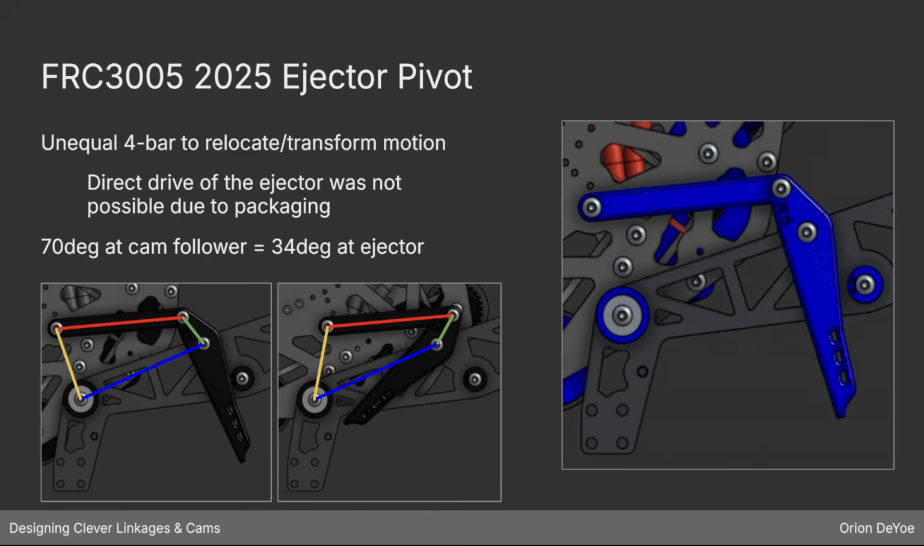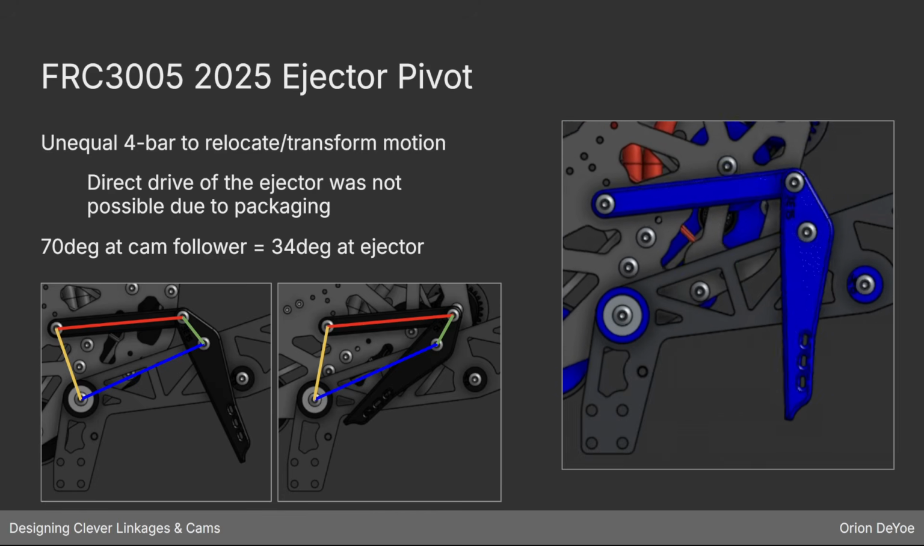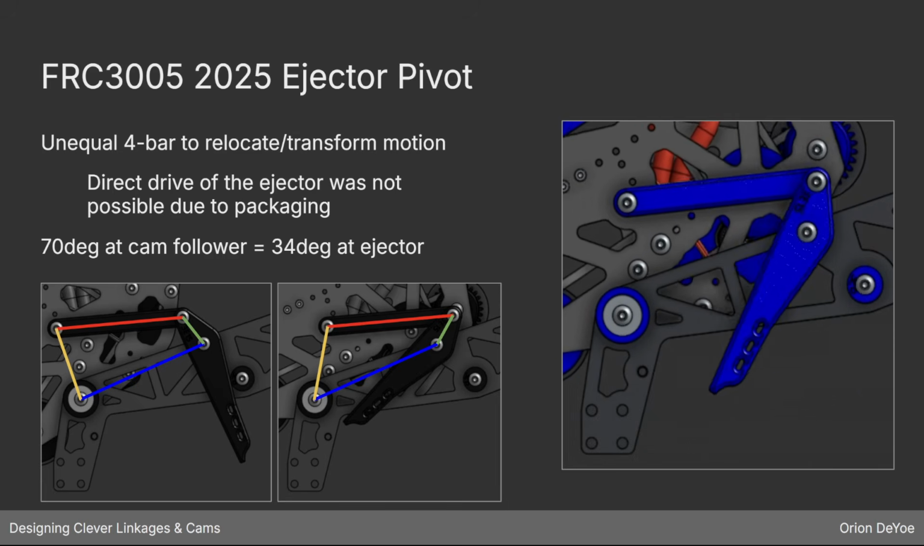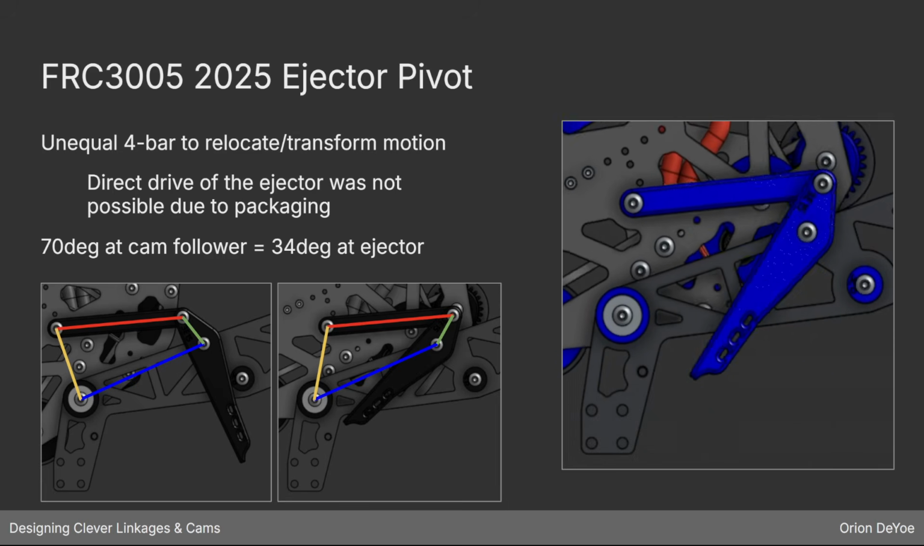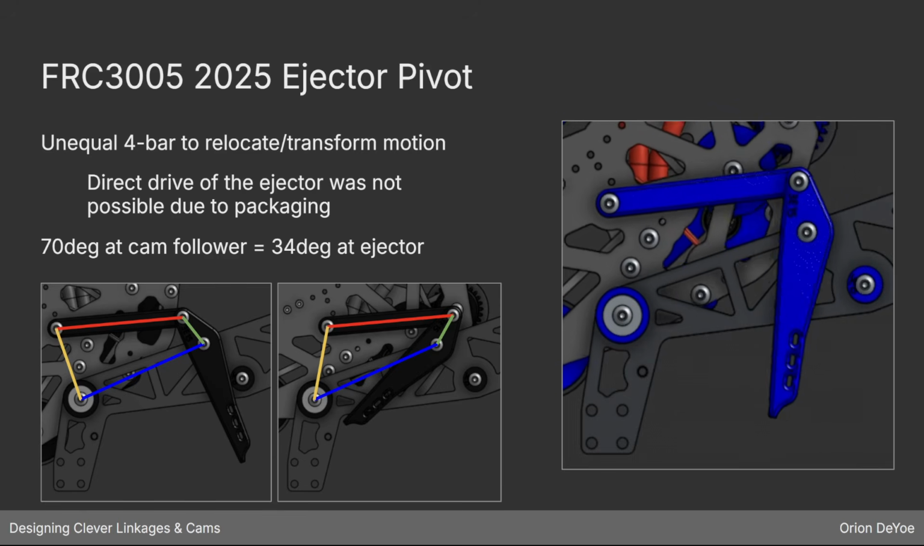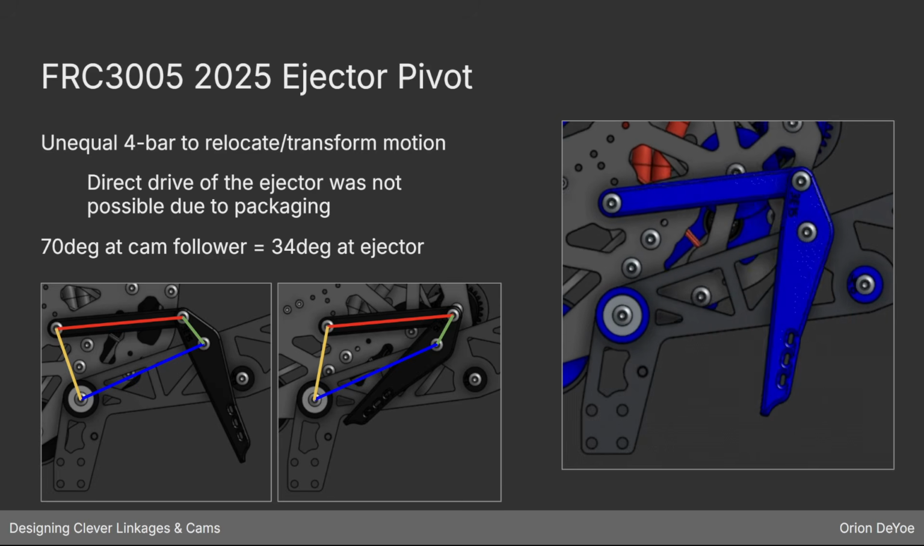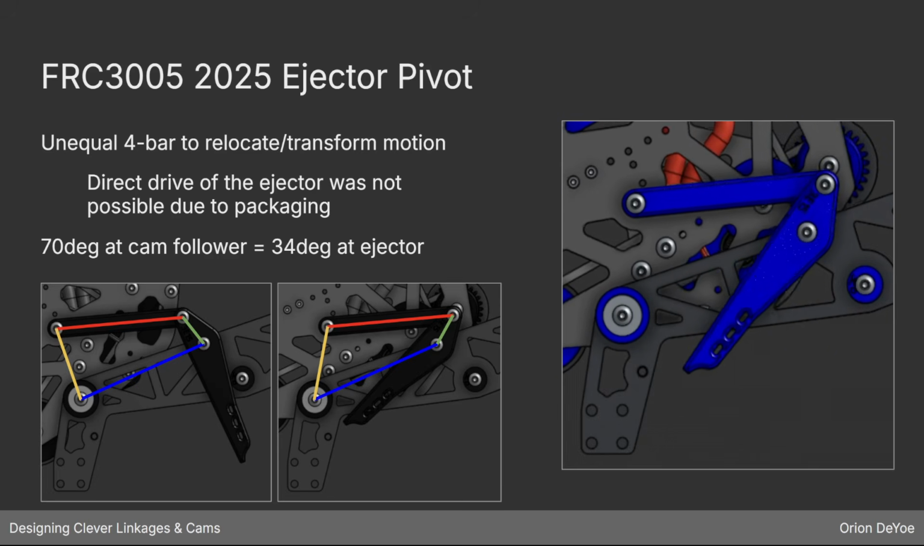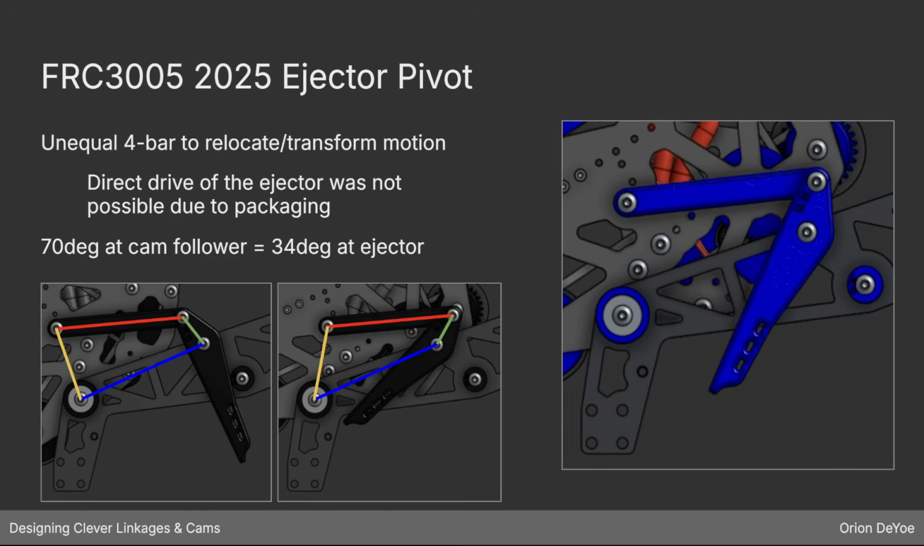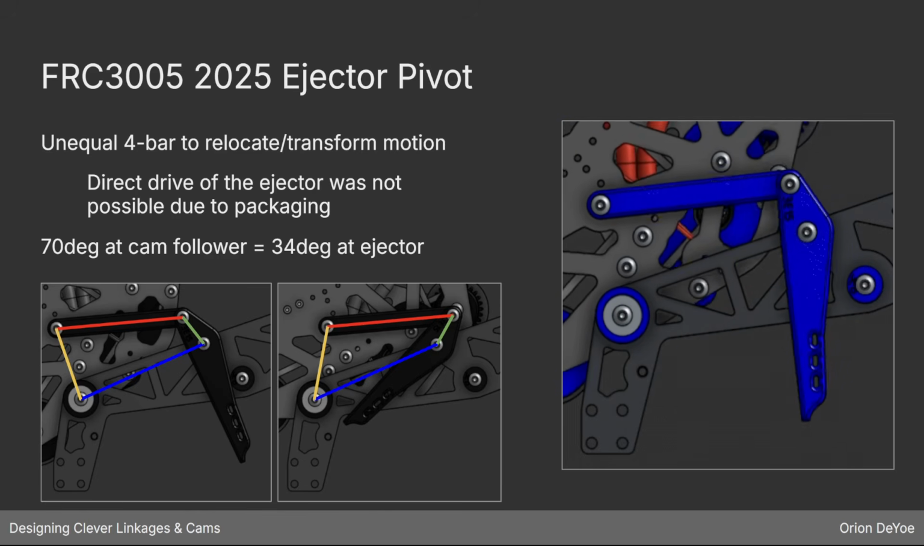The geometry just didn't work in the packaging in the robot, so we had to have this linkage do the job. We spent a lot of time trying to figure out a direct cam to ejector system, and we just couldn't make it work. And so we built this linkage, and it's just 3D printed parts. It's very small, very light. Saves a lot of weight out on the end doing this system.